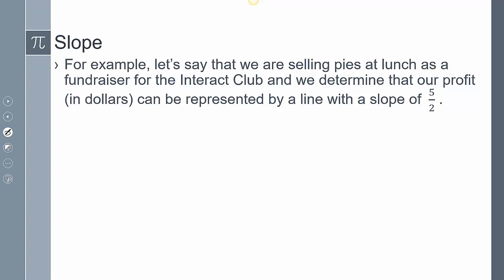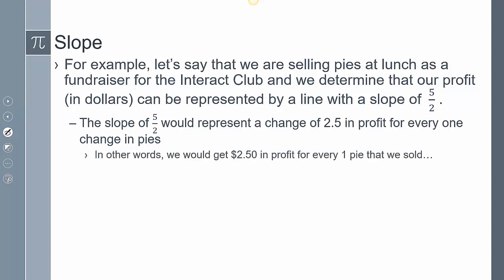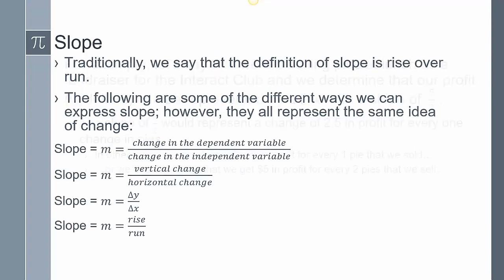Now let's take a look at an example of this. Let's say that we're trying to sell pies at lunch as a fundraiser for the Interact Club, and we determine that our profit in dollars can be represented by a line with a slope of 5/2. That means that 5/2 is a change in $2.50 in profit for every one pie that I sell. So if I sell one pie, it's $2.50. If I sell two pies, it's $5, and so on and so forth.